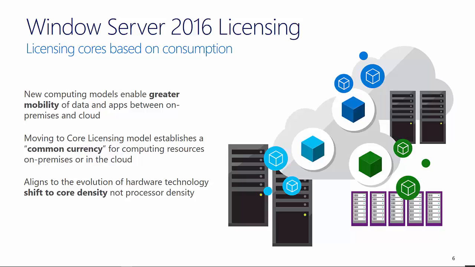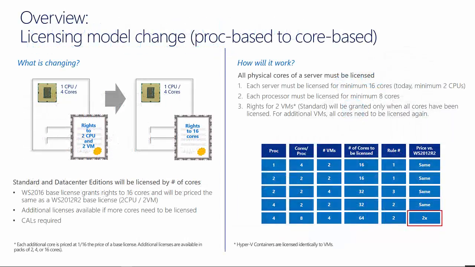But now the change has actually kicked in, and you are looking at doing licensing based on the number of cores. So what does that actually mean? First up, we still take the two physical CPUs and two VM rights and apply those to Windows Server Standard. But now we also have to think about how many cores we have spread across the CPUs in the system. So in a 2 CPU system, even if it's only got one CPU in it, we've got the right to 16 cores.